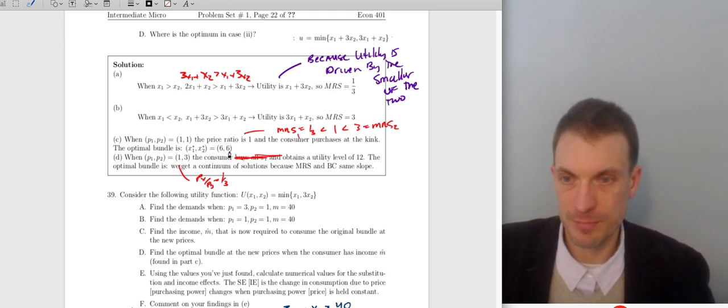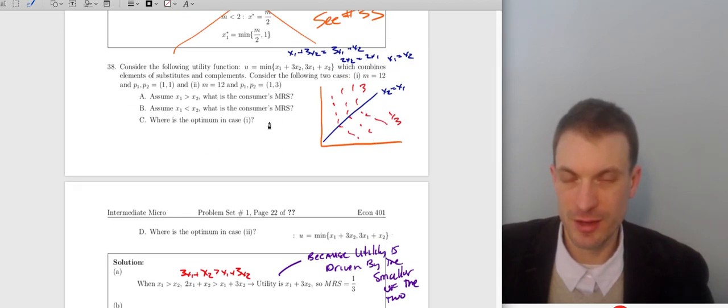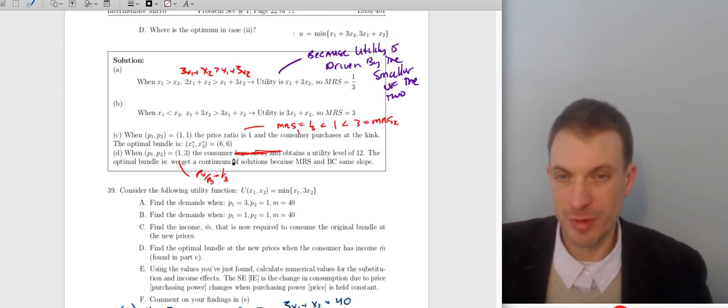And so we can plug x1 equals x2 into the budget constraint and then solve for the amount of x1 and x2. It has to be 6 of each, right, if the prices are 1. And then the similar exercise when the prices are 1 and 3.